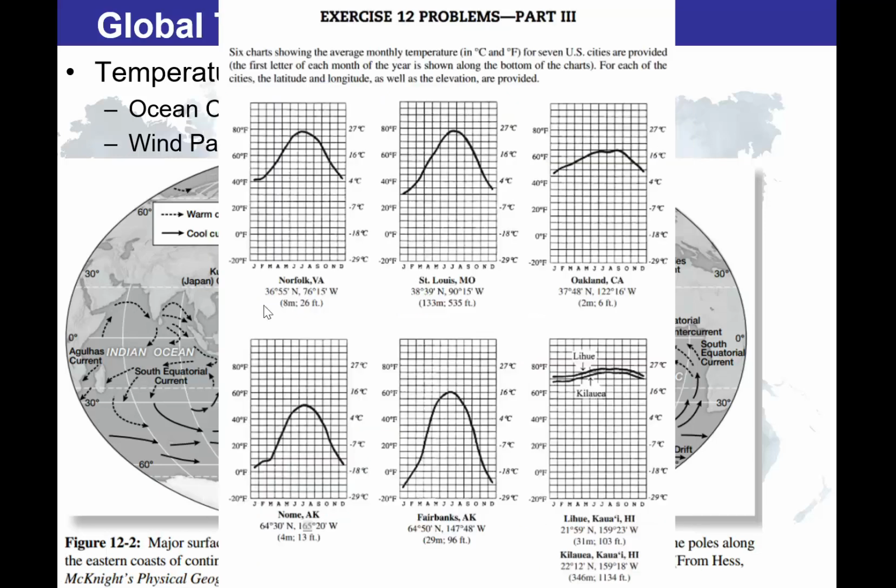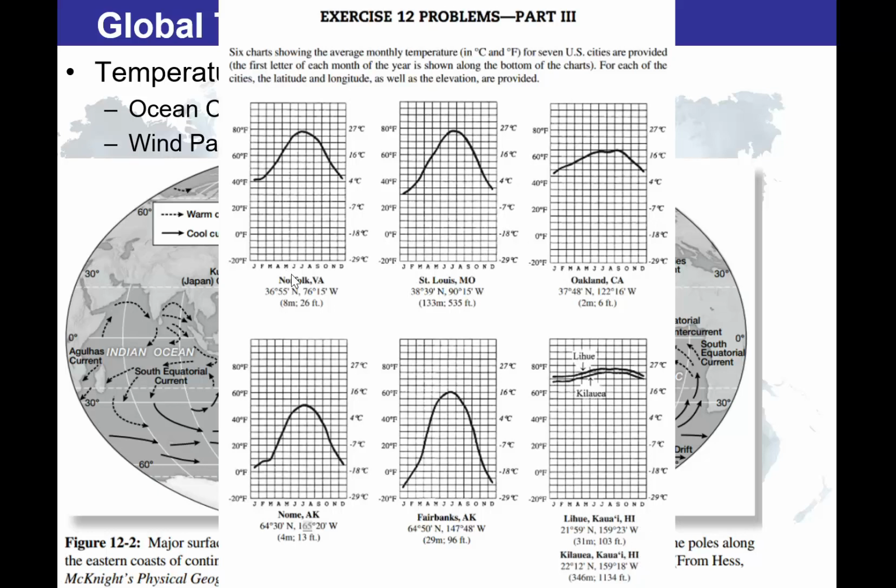of this lab, where you're going to have to identify differences between the cities and the information expressed in these charts. So again, this is coming straight out of your lab manual, but you can see that there are 6 charts showing the average monthly temperatures in both Celsius and Fahrenheit for 7 US cities. And just to point out, city 6 and city 7 are shown here on this chart together, as they are both cities in Hawaii.